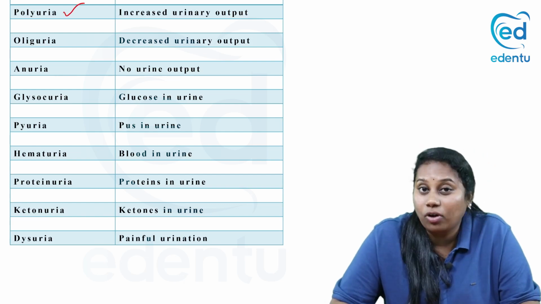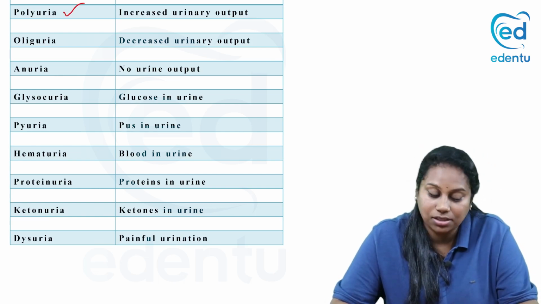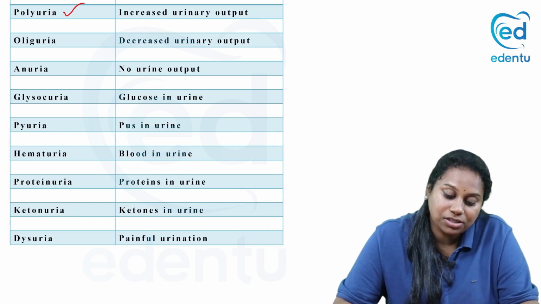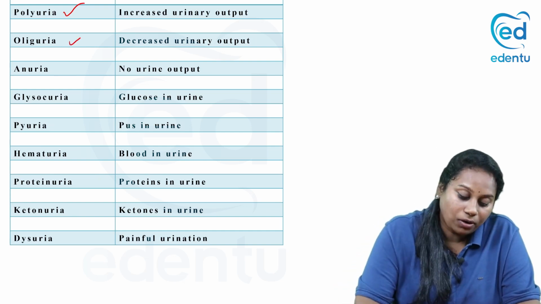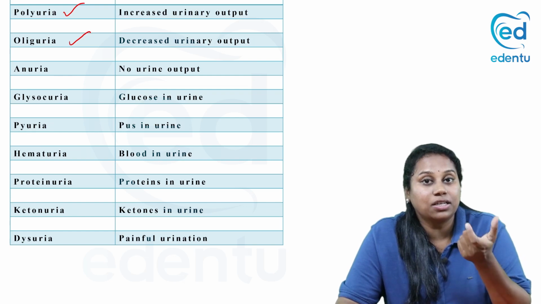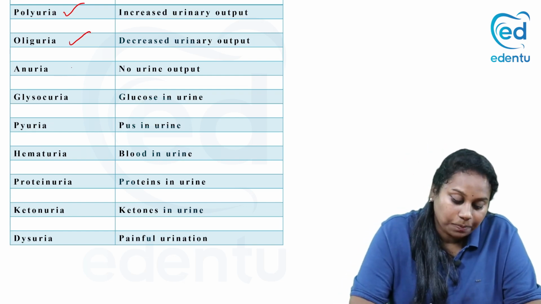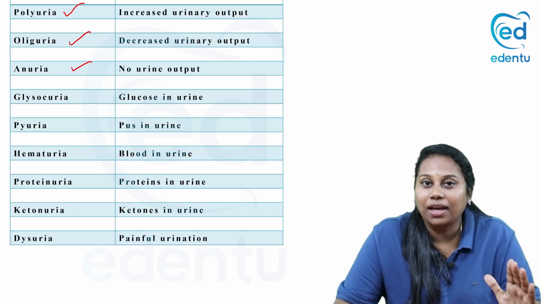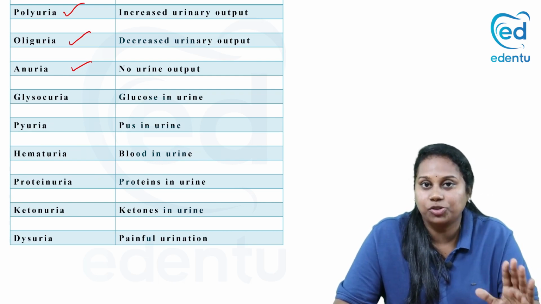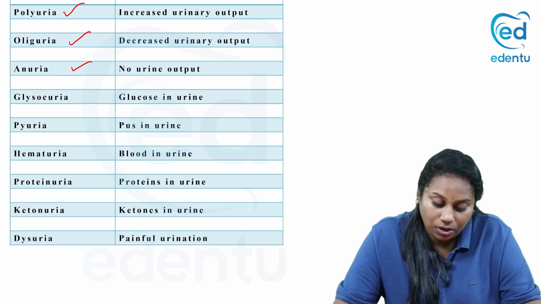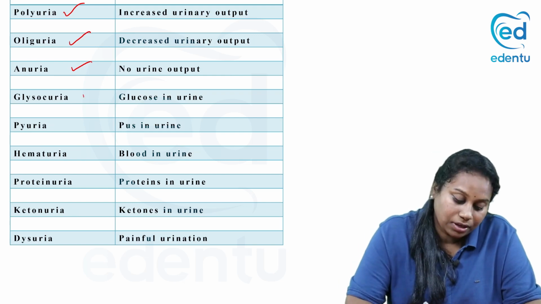Polyuria. What do you mean by poly? Poly means increased. So polyuria means increased urinary output. Oliguria. Wherever you see the term oligo, it means decreased. So urine output is decreased. Anuria. An means it's not happening. So no urine output is anuria.